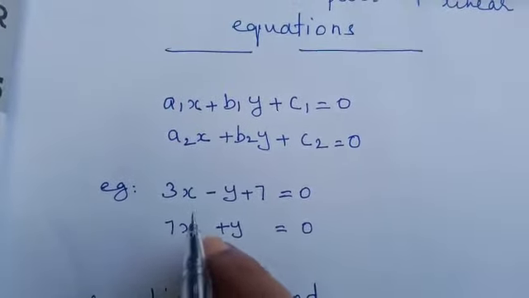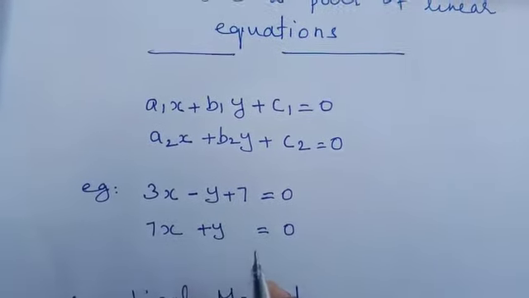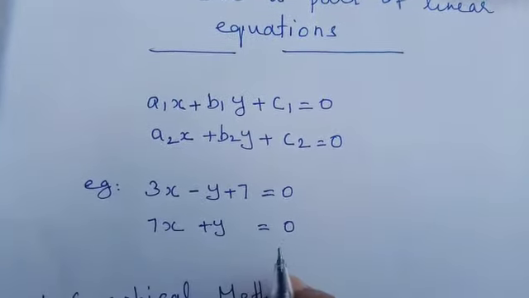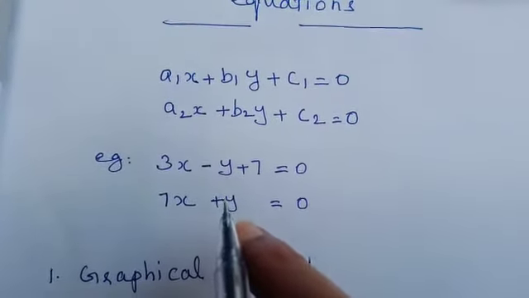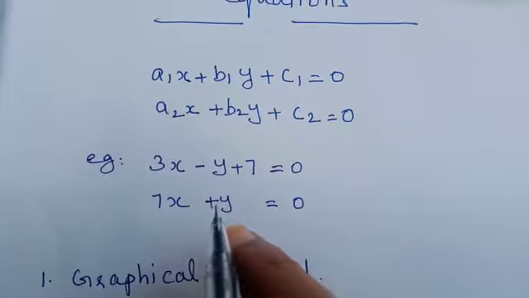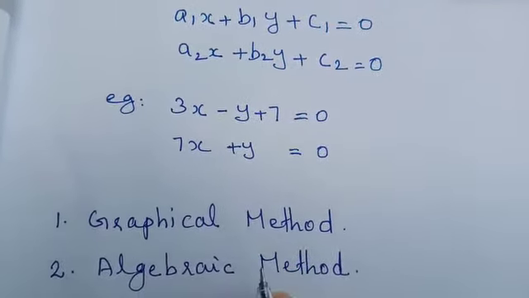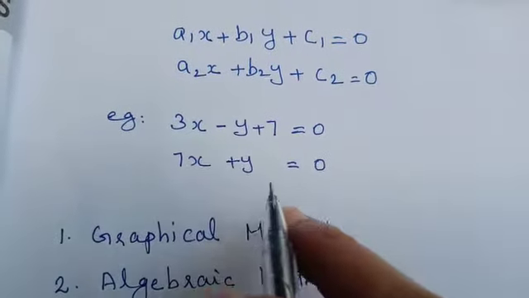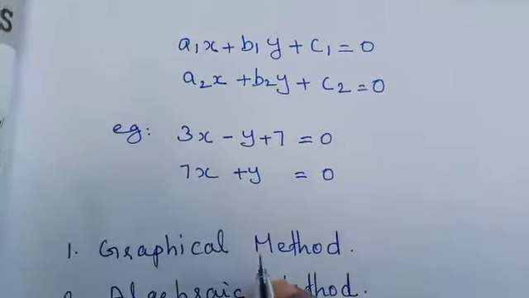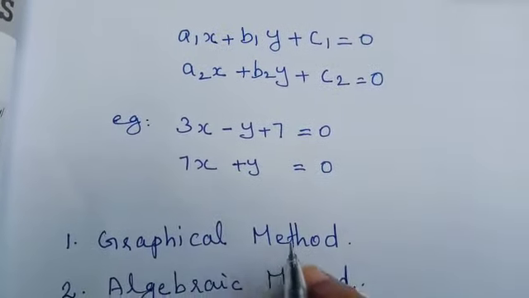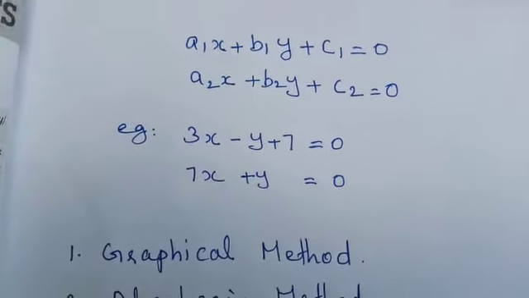For example, 3x minus y plus 7 equal to 0 and 7x plus y plus 7 equal to 0. This linear equation pair we have to solve. Using the graphical method and the algebraic method we can solve these two equations. Solving means we have to find out the values of x and y.